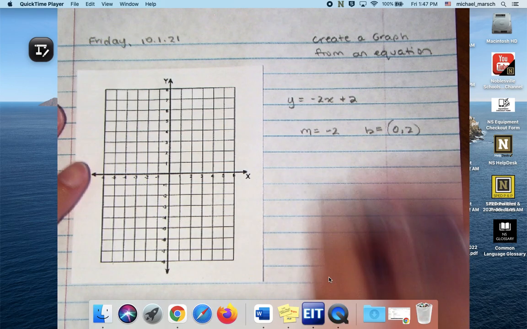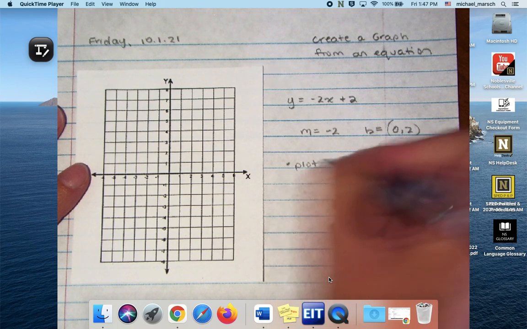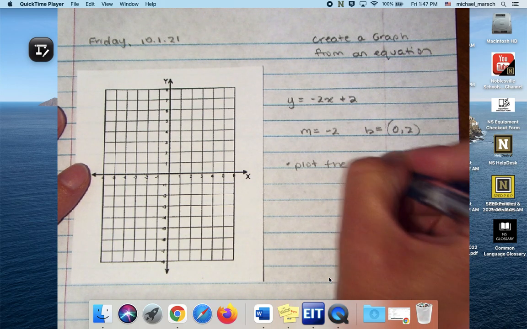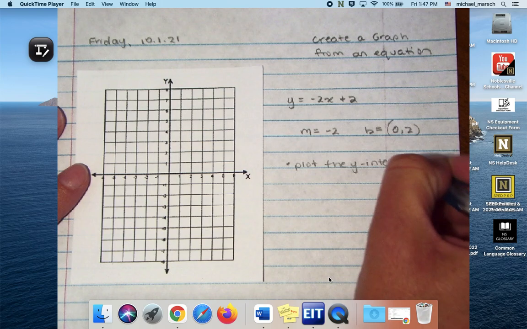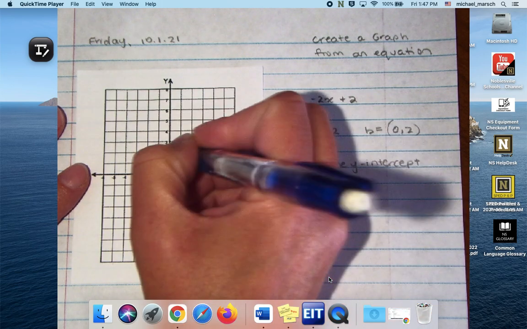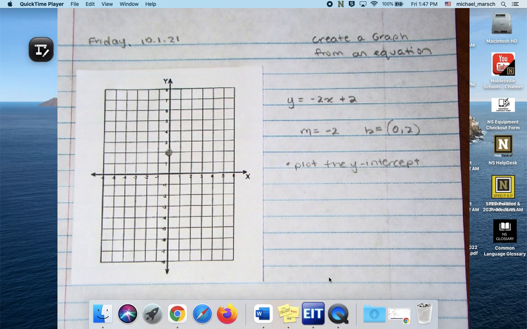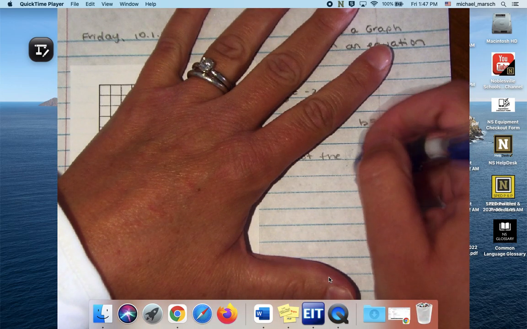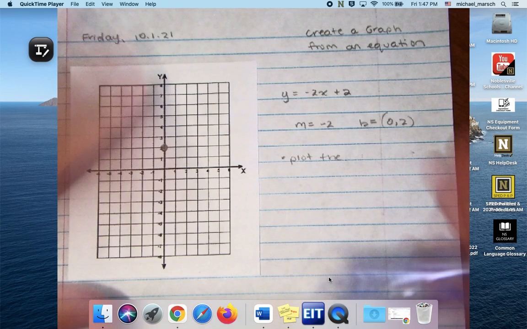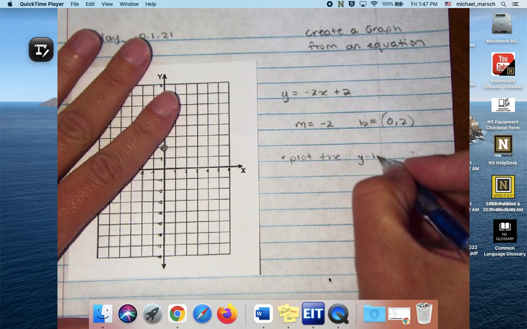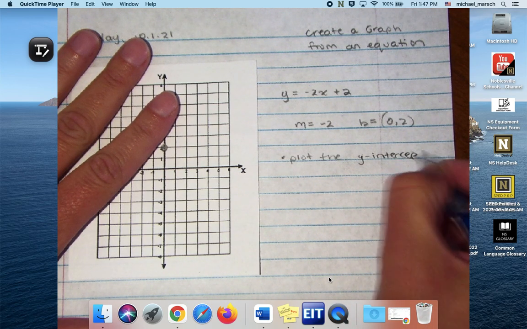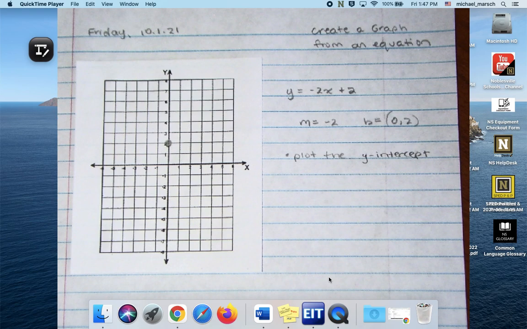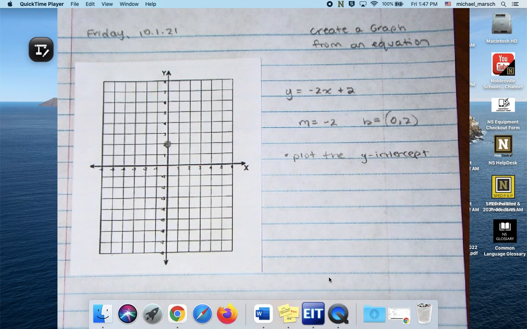So the first step is to plot the y-intercept. That's my first step. Plot the y-intercept. That looks like they intercept, doesn't it? Let me fix that. Okay, so I go to 0, 2. Remember, that's the point where the line crosses the y-axis.